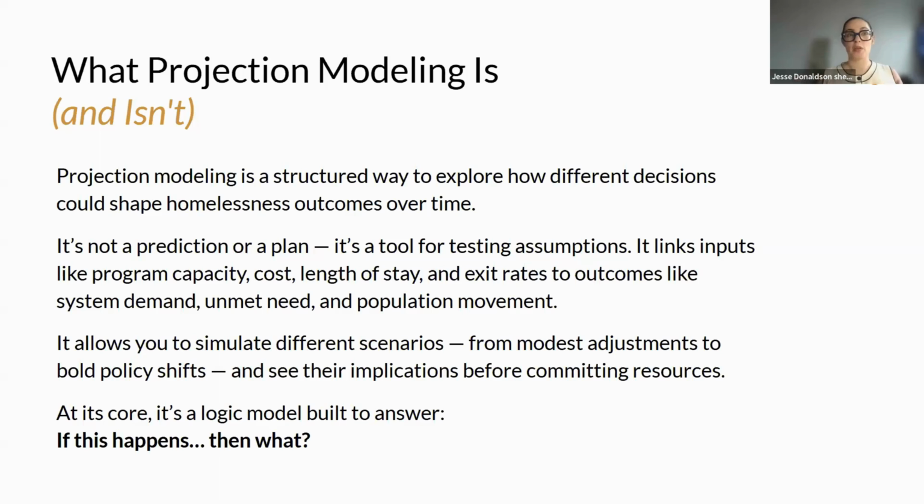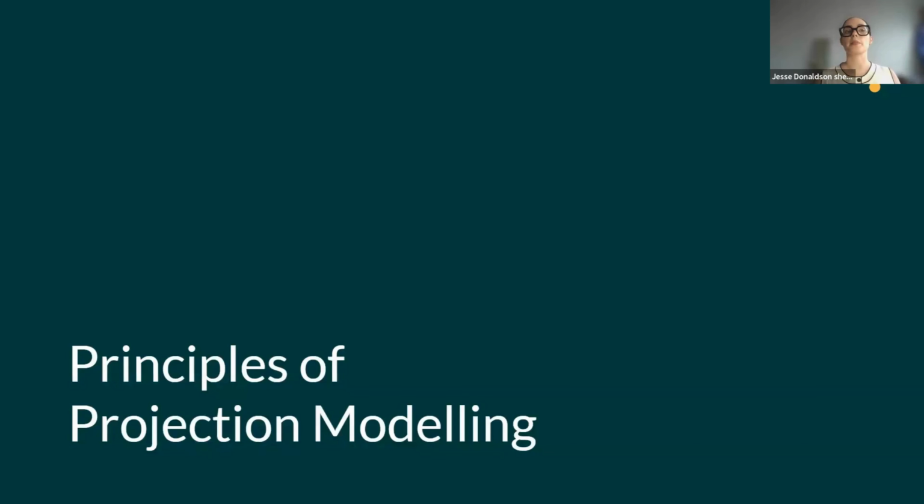It's a logic model. So if this happens, then what? What we've tried to do is give the end user ultimate control over what inputs go in. And then we've taken our years of systems planning and systems design work, as well as the data work, to build in some of that back-end math. Okay, principles.